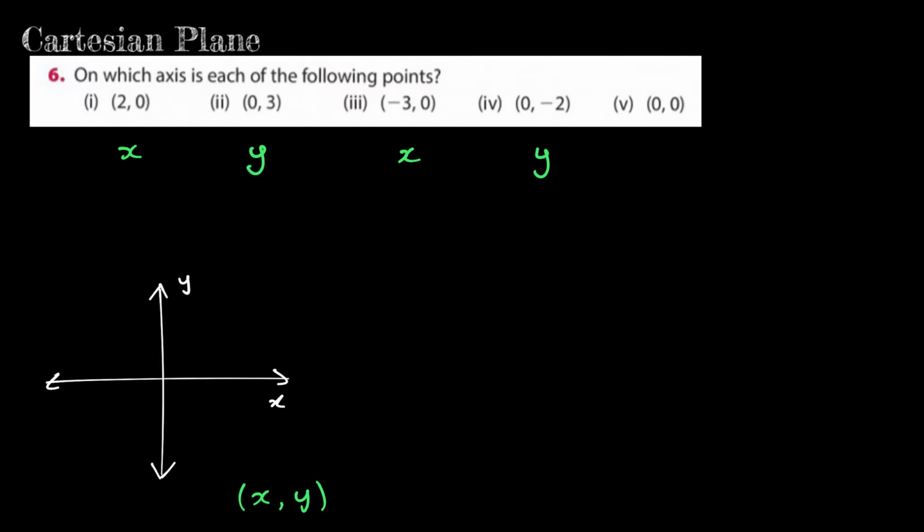And the very last one, the point 0, 0, which is here, and we've talked about the point 0, 0 before. The point 0, 0 is what we call the origin. At that point, it falls on both the x-axis and the y-axis. So the answer there will be x and y, so both x and y. Okay, so that's question 6. So we'll move on there and we'll try question 7.